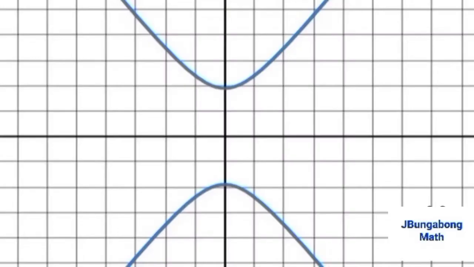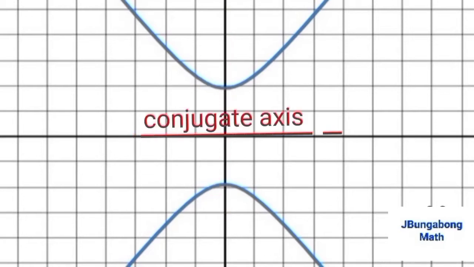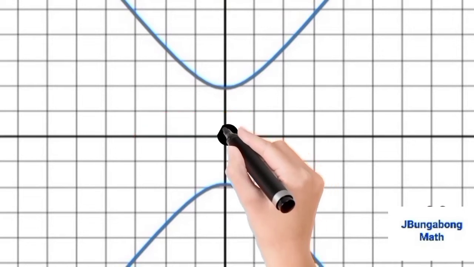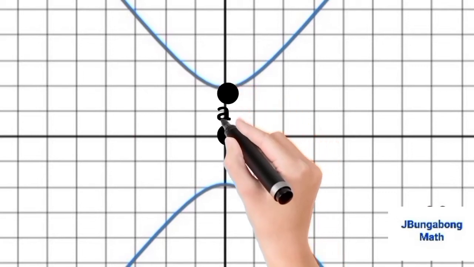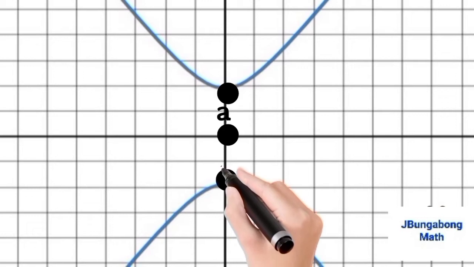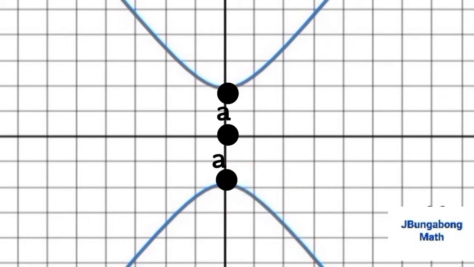Vertical hyperbola. Here is a hyperbola with transverse axis coinciding with the y-axis, and the conjugate axis coinciding with the x-axis. The center is at the origin. The upper vertex is a distance a from the center, and the lower vertex is also at distance a. The two vertices are along the transverse axis.